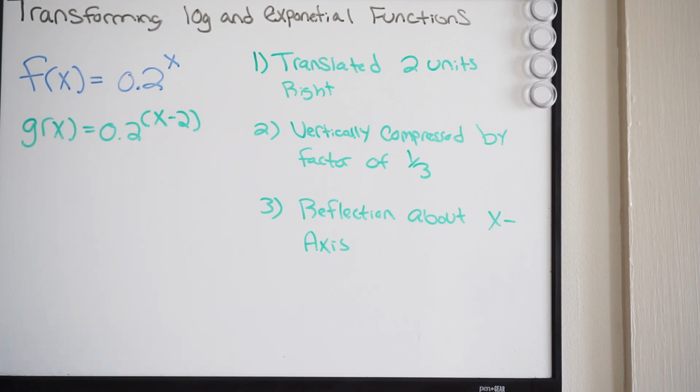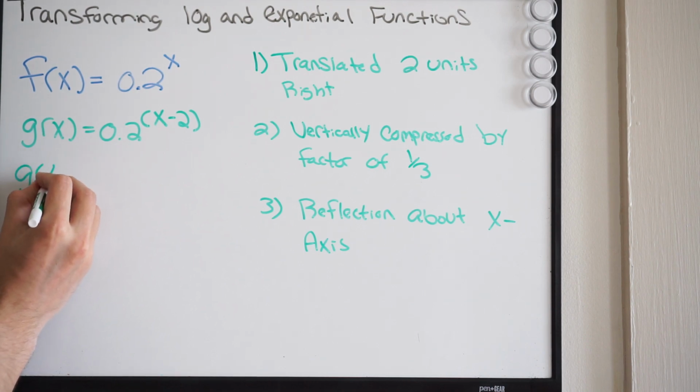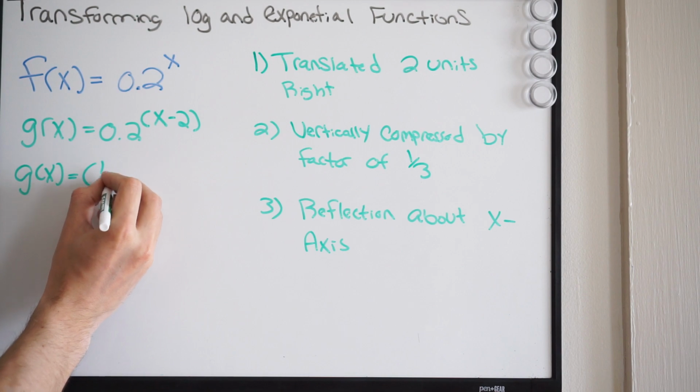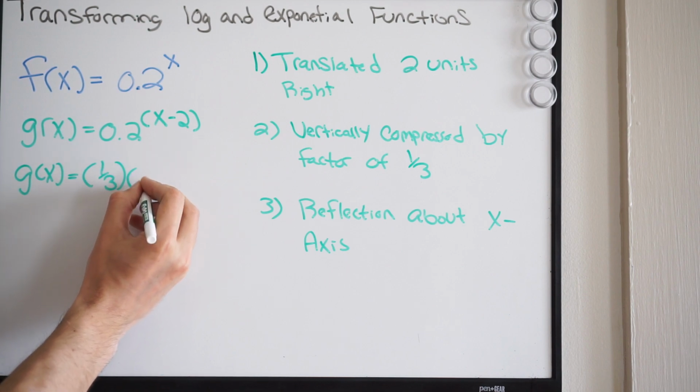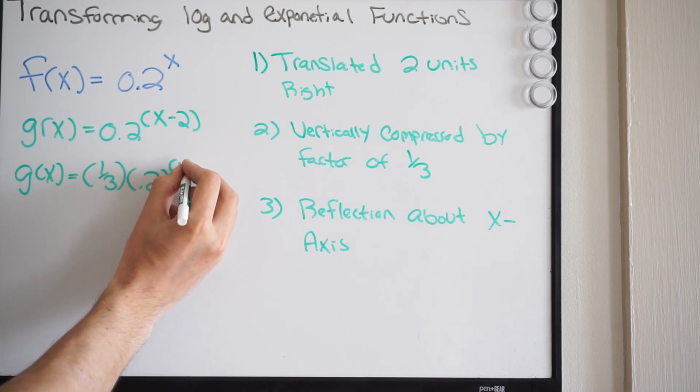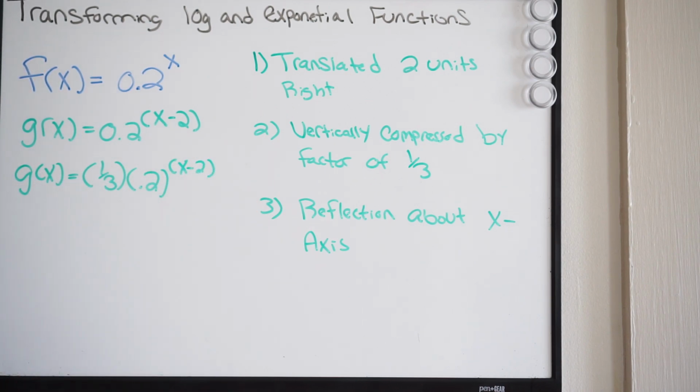Let's look at 2. Vertically compressed by a factor of 1/3. When we're talking about vertical stretch or compression, we're simply just multiplying the function by that factor. So all I have to do here is g of x equals, and we're going to multiply here, 1/3 times 0.2, and we have x minus 2.